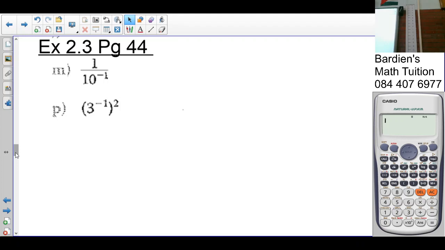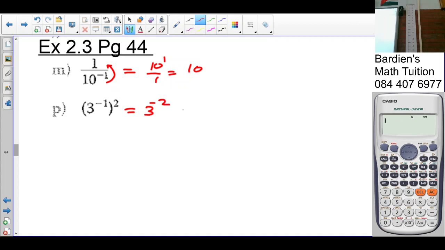Next, 1 over 10 to the negative 1 can be written as, this can go up. So it's 10 to the 1 over 1, sorry, which is 10. The next one, we're going to multiply the exponents first. So this will simply be 3 to the, what's negative 1 times 2? Negative 2. Which is 1 over 3 squared. Which is 1 over 3 times 3.